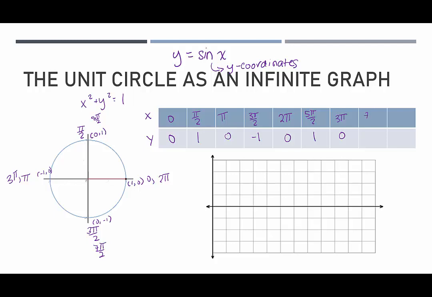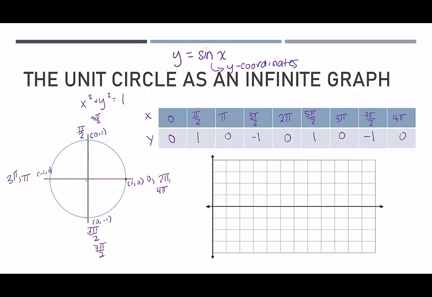So the next x value I'm plugging in is 7 pi over 2, and I get that y coordinate negative 1. Going back up here, so 0, 2 pi, next would be 4 pi. If I plug in 4 pi for the sine, that's coterminal with 2 pi, it's coterminal with 0. We're going to end up with a y coordinate of 0. So now we're going to take this table and put it on a regular graph.